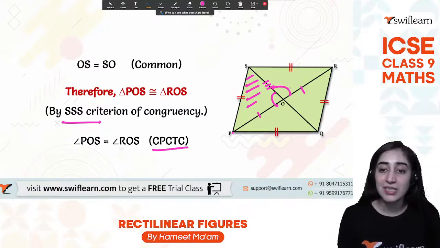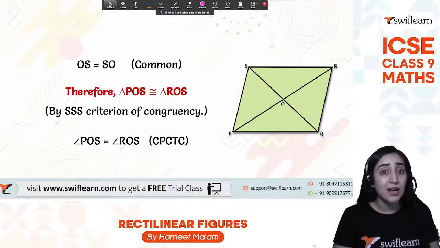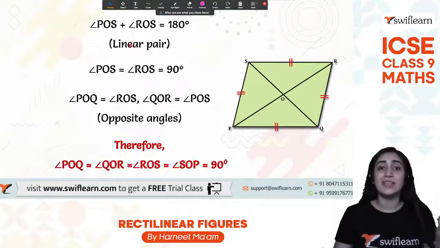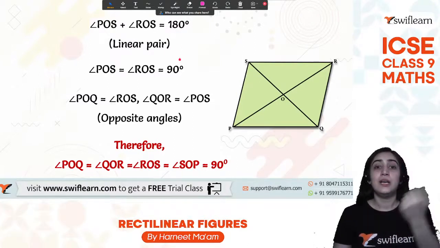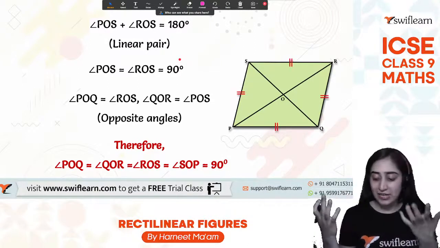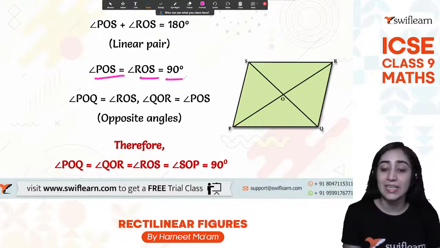I have proved this is equal. Now I know that PR is a transversal and this is a straight line, right? So what do I know? That they are a linear pair and they will add up to 180 degrees. Now, when any two equal angles add up to 180 degrees, I'm only left with the option that they both have to be 90 degrees.